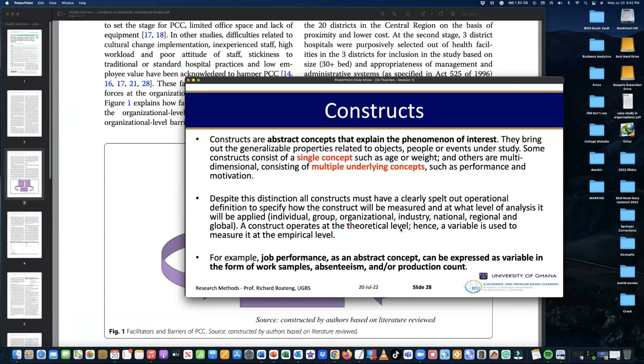The construct operates at the theoretical level, while the variable is used at the empirical level. That's what I was trying to say. For example, job performance as an abstract concept can be expressed in a variable in the form of work samples, absenteeism, and production count.